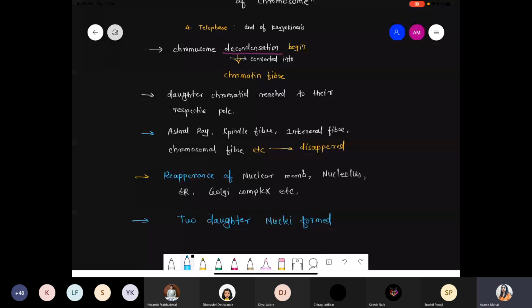Again, during the late prophase, the nuclear membrane disappears, the nucleolus disappears, the endoplasmic reticulum, Golgi bodies, everything disappears, and slowly all those organelles reappear during the telophase. And finally, there is a formation of the two daughter nuclei. Okay? So quickly we are taking the diagrammatic representation for the telophase.